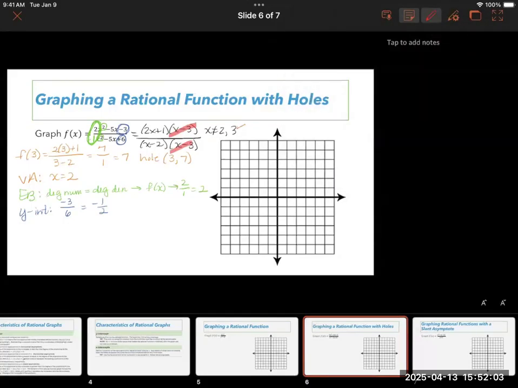And finally, for our x-intercepts, I'm going to take the numerator from the simplified version and set it equal to 0 to get x also equal to a -1/2.